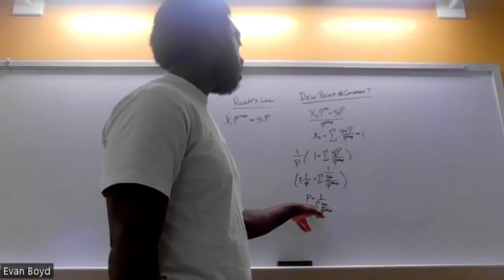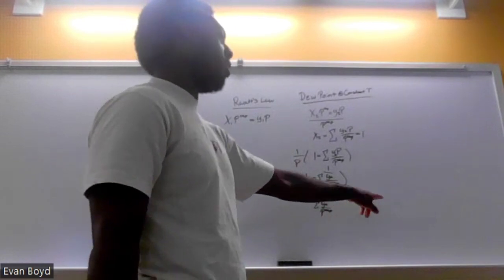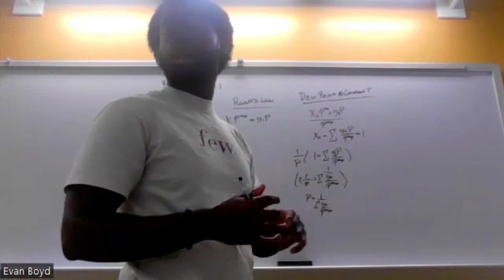Put this into a solver. So this will be your known variable, and then you have the unknown as T. That's it, and that'll be it.